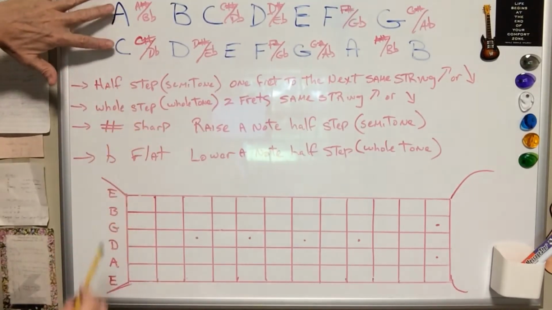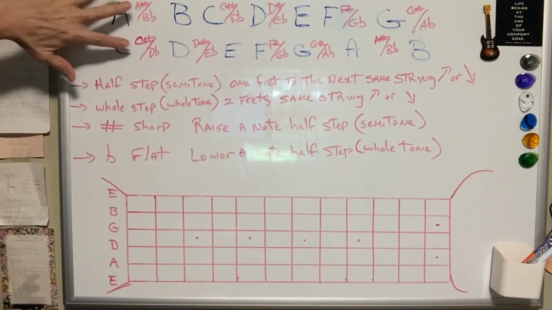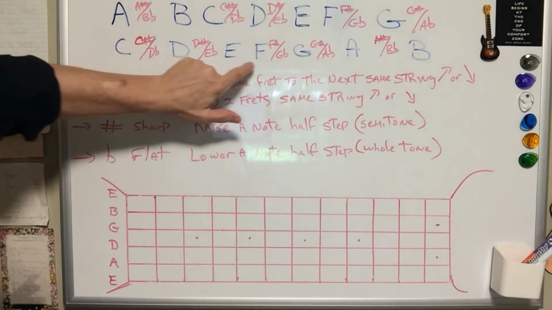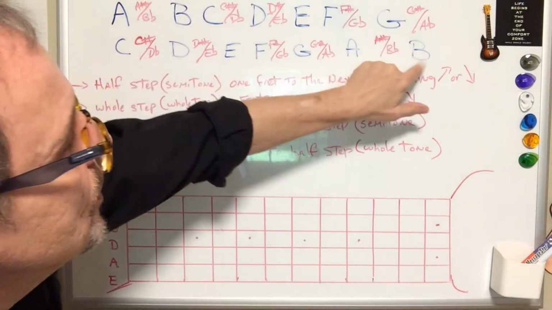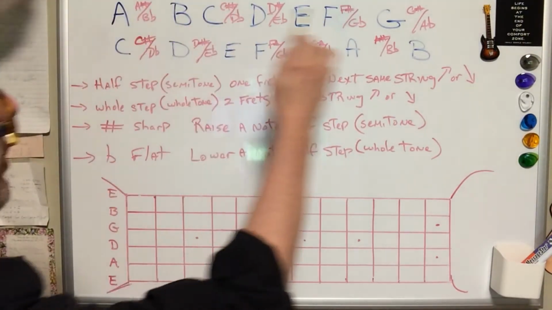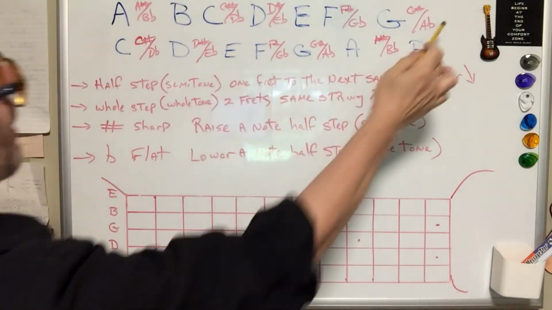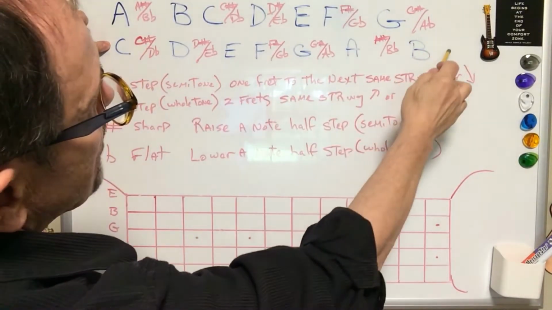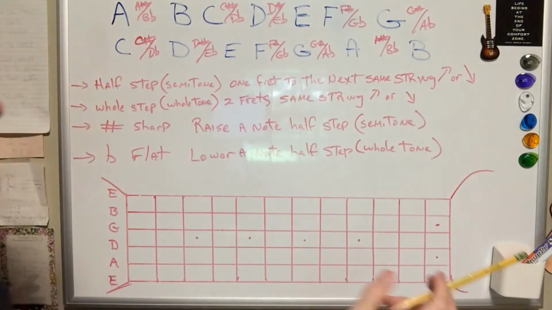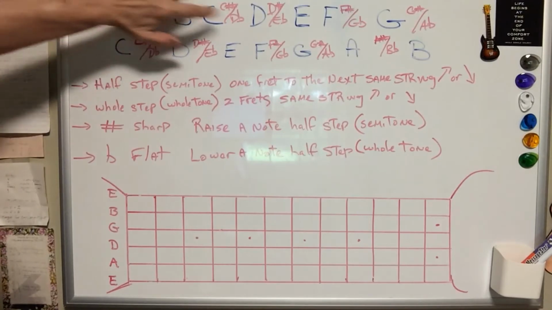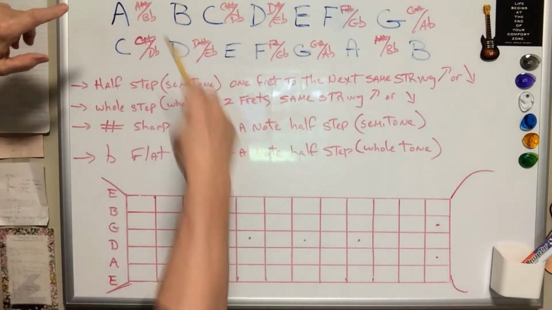I did it like this so that you could see that there's 12 semitones: 1, 2, 3, 4, 5, 6, 7, 8, 9, 10, 11, 12, no matter where you start. If you started with A, you'd go all the way to here and be back to A. If you started with C, you'd go all the way to here and be back to C again. After the B would be a C. So it doesn't matter where you start. You can start in any of these 12 locations, and you always come back around.